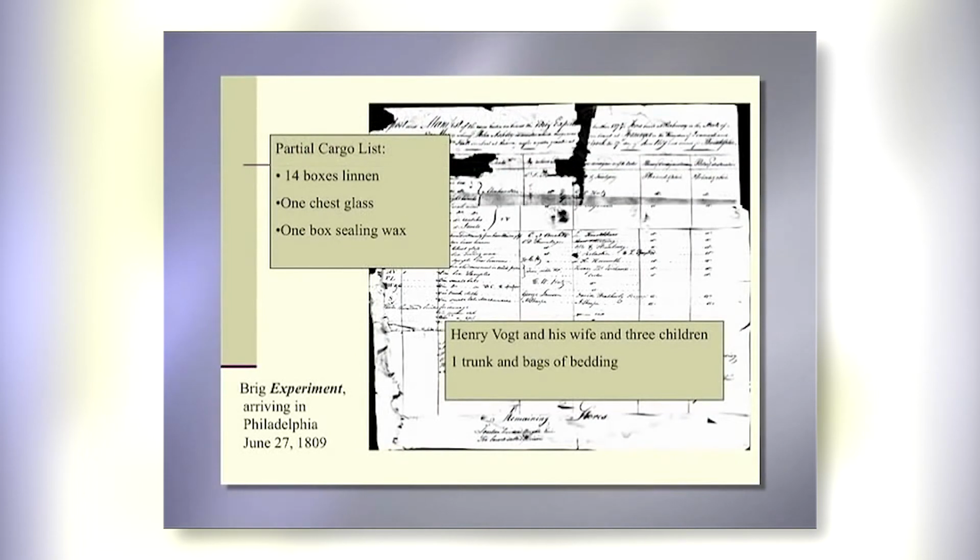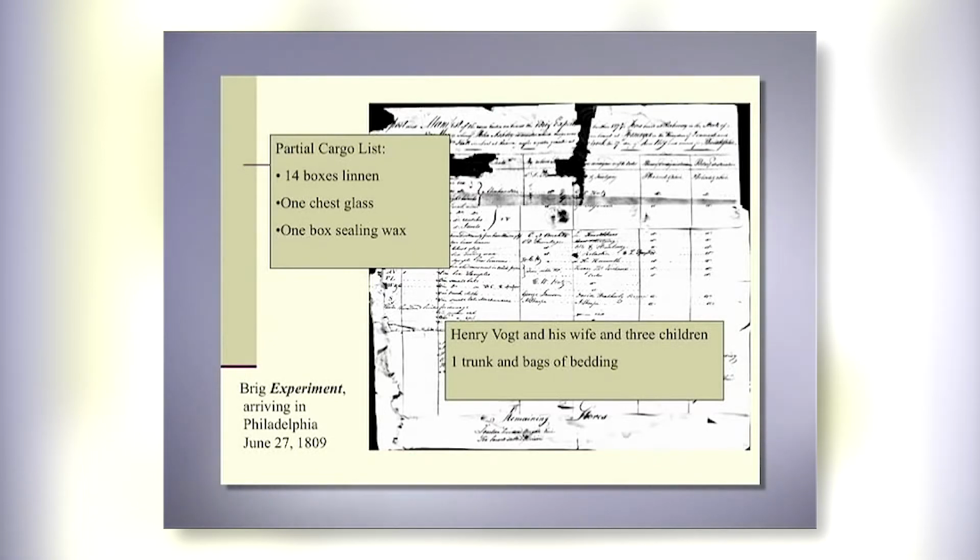And this is a really early record into Philadelphia. This is the Brigg Experiment coming in 1809. And if you take a look, you see all the damage. You've got holes. You've got tape, it looks like. The record is not in good shape.